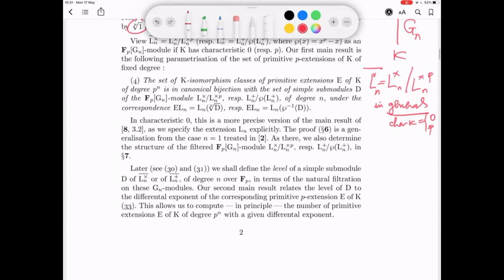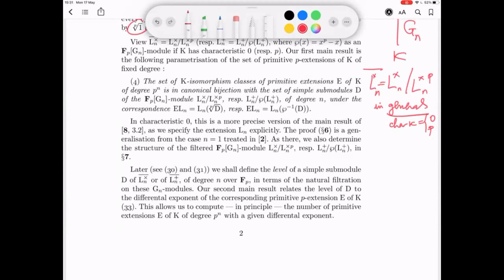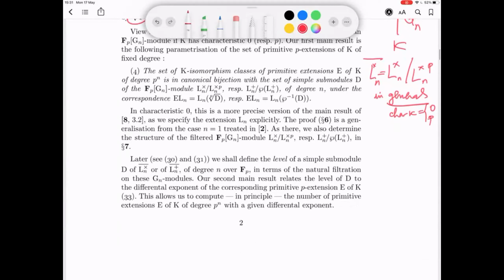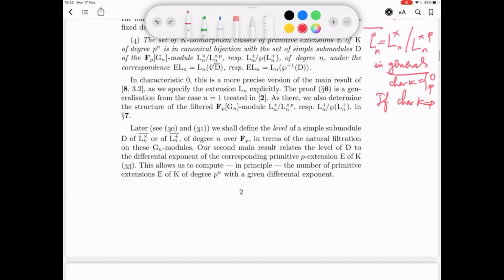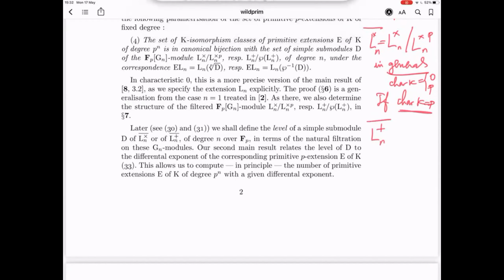In both these cases, I can talk about Ln star bar, which is Ln star, the multiplicative group, modulo pth powers. But if the characteristic of K is equal to p, remember p is the residual characteristic, the characteristic of the residue field, so the characteristic of K is either 0 or p. In case it is p, then this Gn will also act on Ln plus bar. Ln plus means additive group. Bar means you go modulo this Artin-Schreier map, where this ℘ takes x to x to the power p minus x.